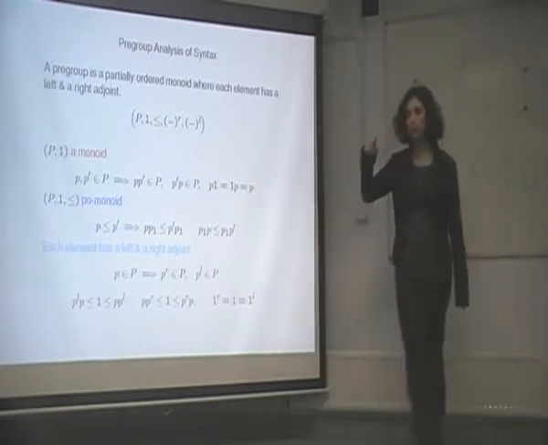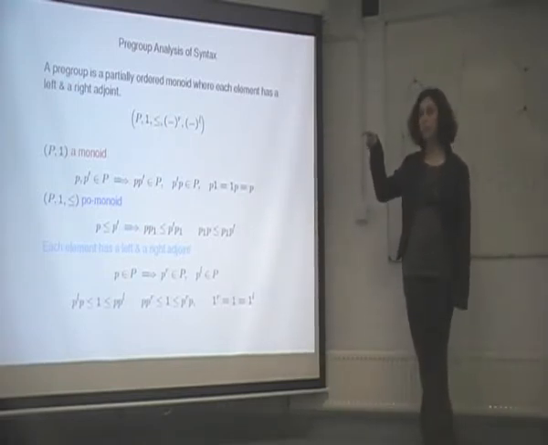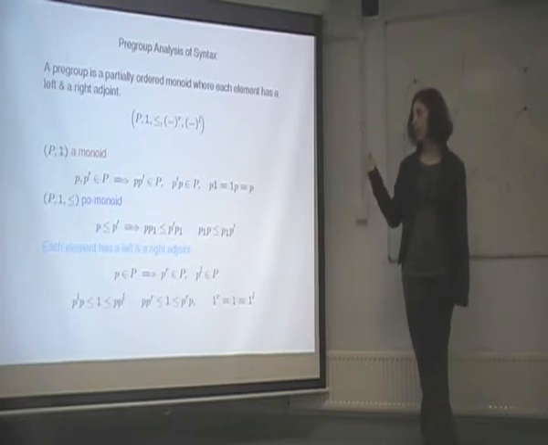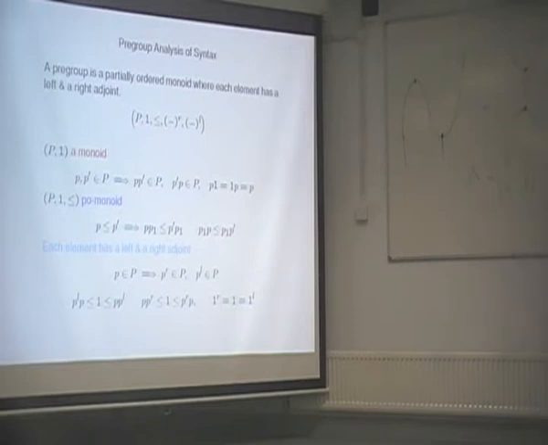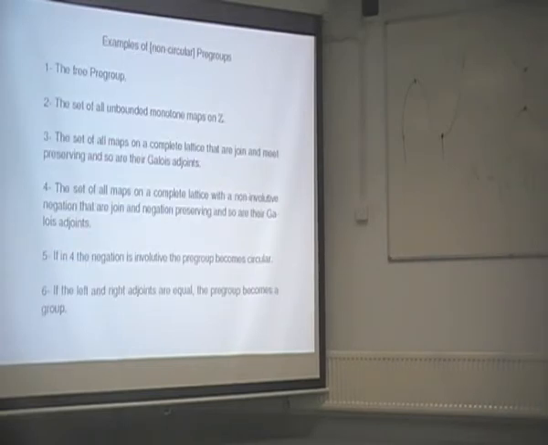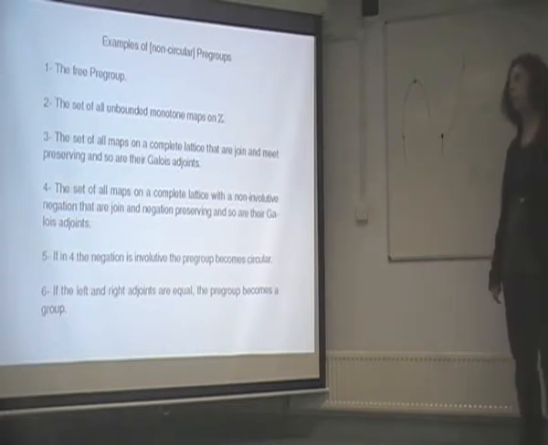So (P P′)^l is equal to P′^l P^l, again the same for the multiplication. Okay, so what are some examples of pregroups? I'm of course very interested in the pregroups that are non-circular, where the left and right adjoints are not equal, and moreover you can iterate them. Having a left adjoint twice is not equal to having it once: P^ll is not equal to P^l.